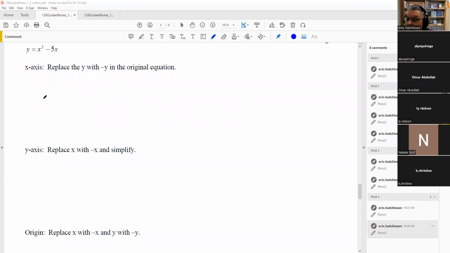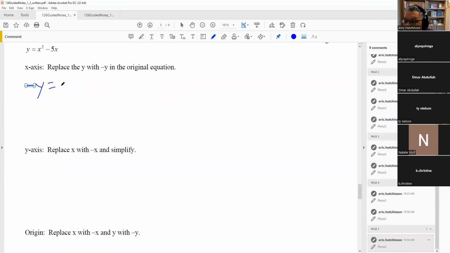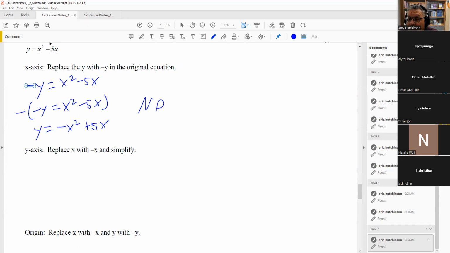Okay, so symmetry, replace the y with -y. We get -y equals x squared minus 5x. Now this one, again, there's nothing I can do to make this look like the original one. If I multiply both sides by a negative, that's going to change both of these signs. So if I do that, you get y equals -x squared plus 5x. But that's not the same as the original one. So I'm going to put a no. It does not have that kind of symmetry.